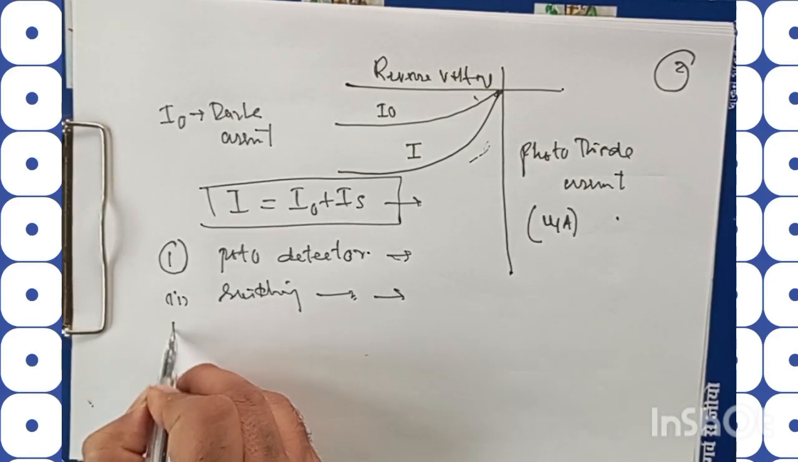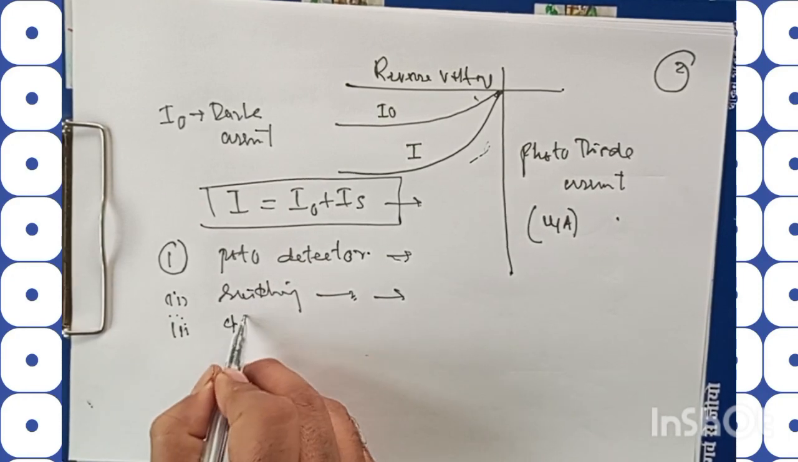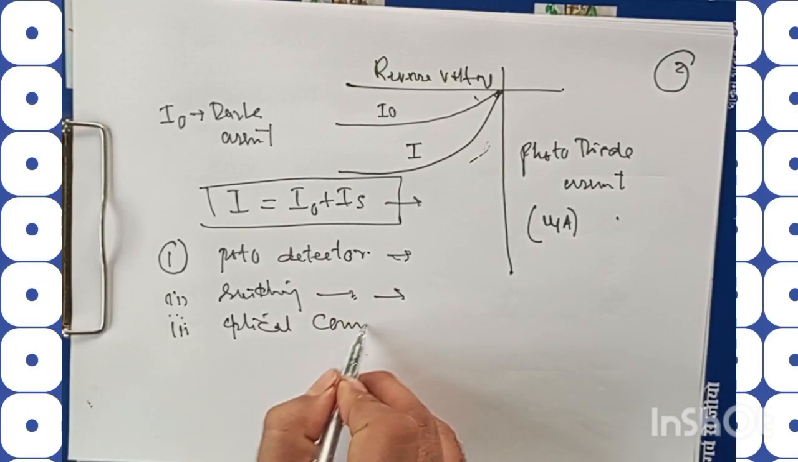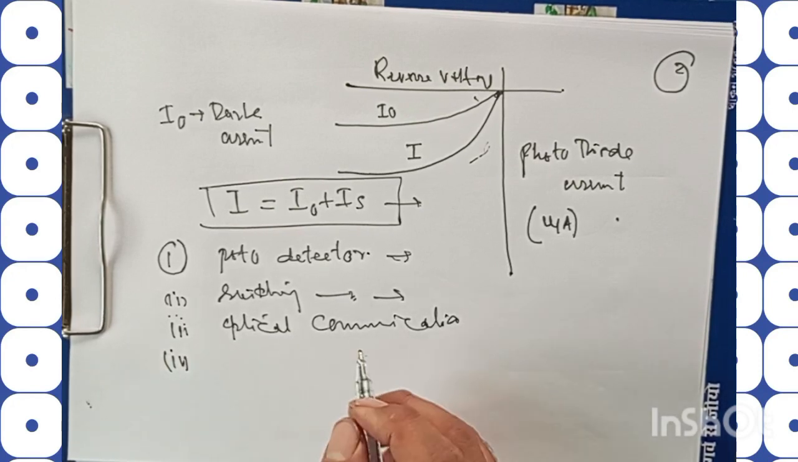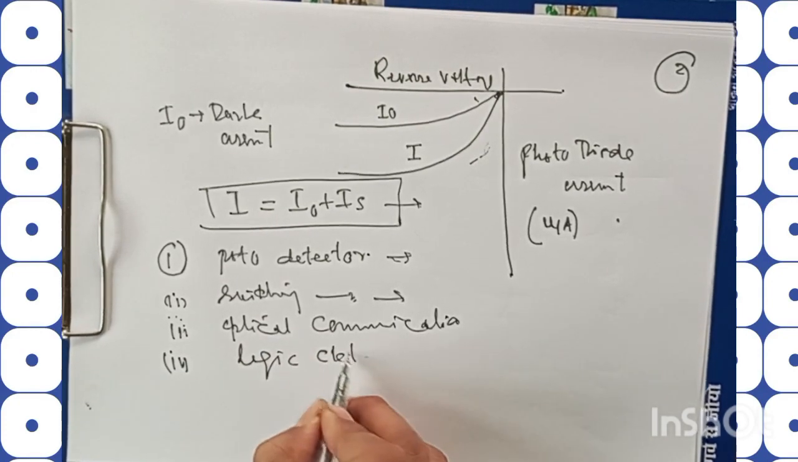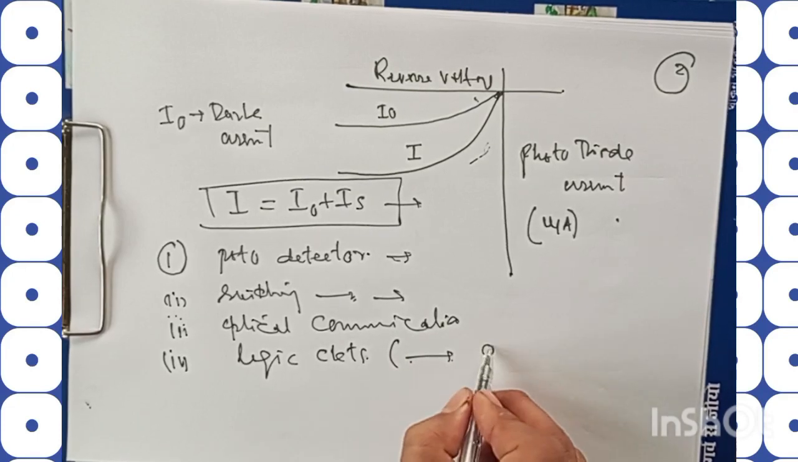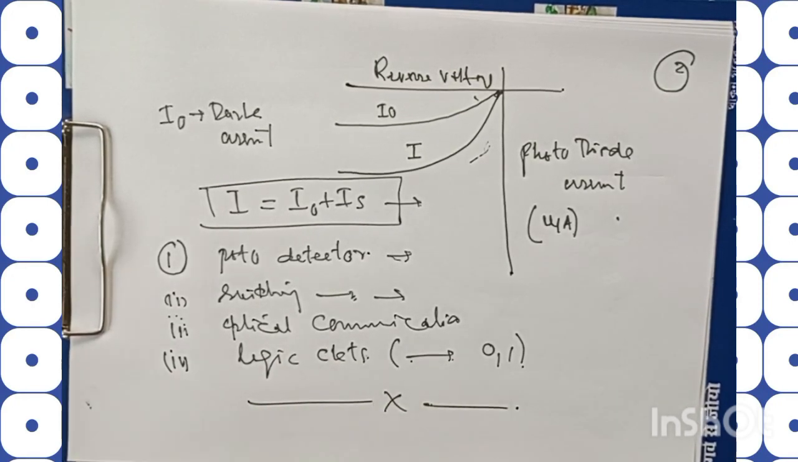Another application is that they are used for optical communication, no doubt about that. The next important application is that they are used in logic circuits. We understand logic circuits as the circuits that work on binary numbers, zeros and ones. There are many more applications of these photodiodes. So with this, I would like to end this conversation.